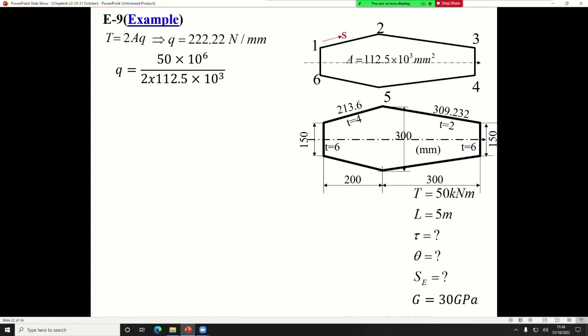Could you write down the solution for shear stress, please?